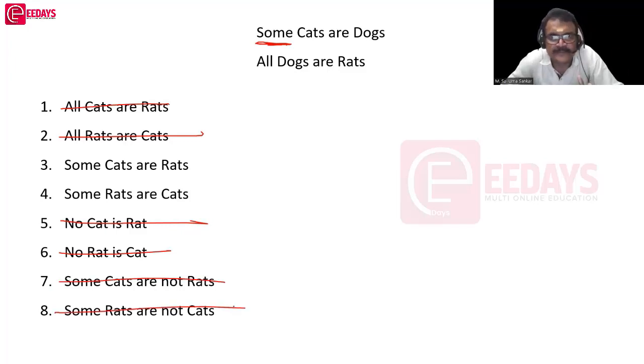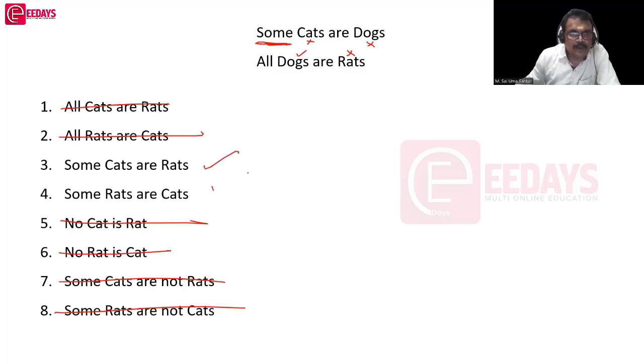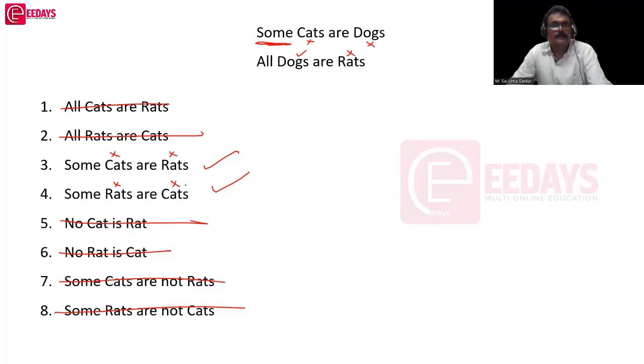No need to draw a diagram here. If any one of the statements is particular, the conclusion must be particular. Before that, here, cats not distributed, dogs not distributed, dogs distributed, rats not distributed. What is the middle term? Dogs is distributed in the second statement. So a conclusion may exist. Okay, now these two are valid. Why are these two valid? Here, both terms are not distributed.